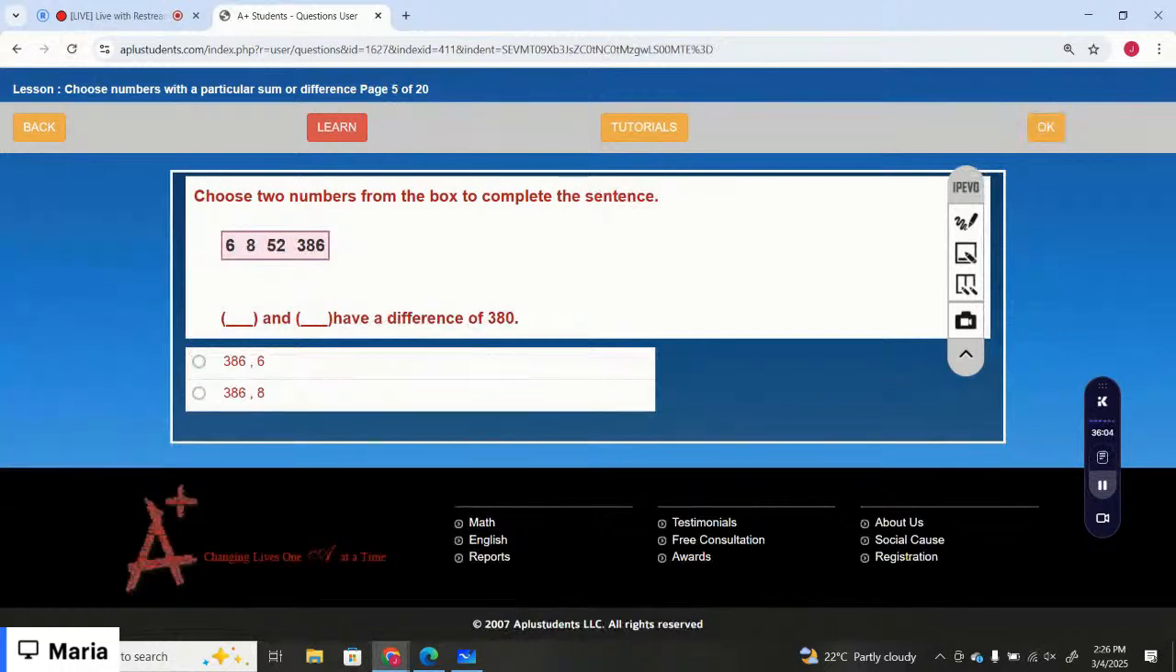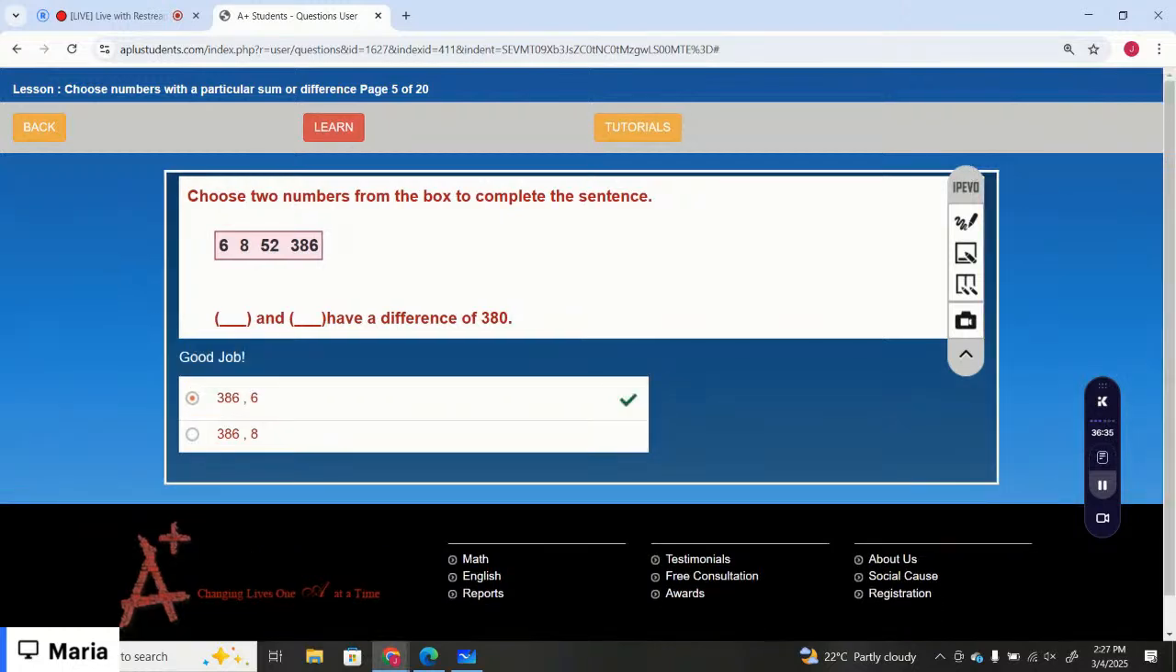Choose two numbers from the box to complete the sentence. Which two numbers have a difference of 380? That is 386 and 6. We have the difference of 380. Option number 1 is the correct option.